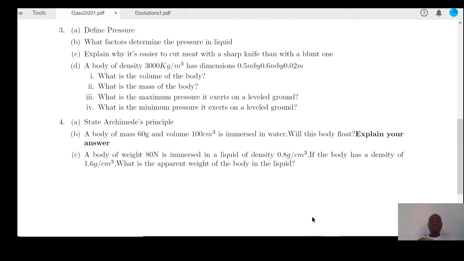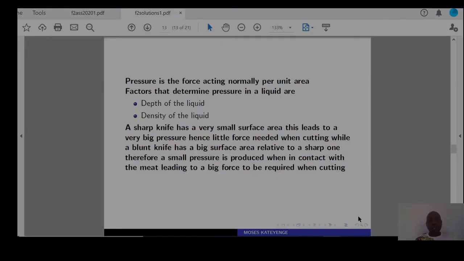Now the first part is telling us what is the volume of the body. Number 2, what is the mass of the body. Number 3, what is the maximum pressure the body exerts on a leveled ground. And number 4, what is the minimum pressure it exerts on a leveled ground. Pressure is the force acting normally per unit area.